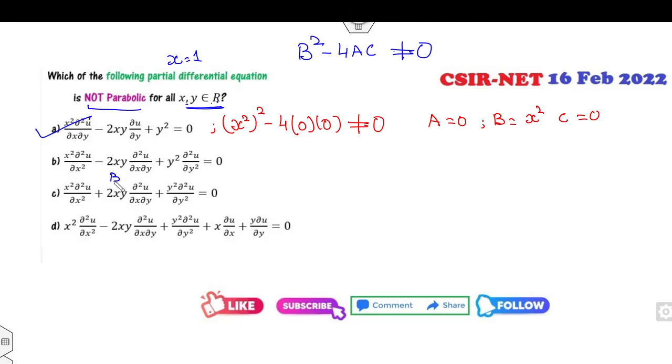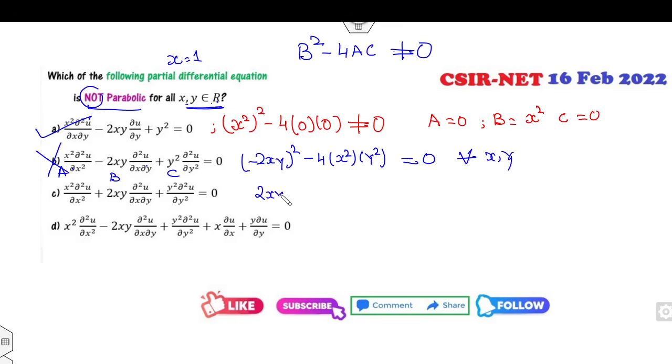Look at this one. This is my b, this is c, this is a. So that's 2xy, b square minus 4ac, which is 0 always for all x and y. That means it's parabolic, but we need a not parabolic. Again in this case, 2xy square minus 4x square y square, which is always 0. So that means it is parabolic, but we need a not parabolic.